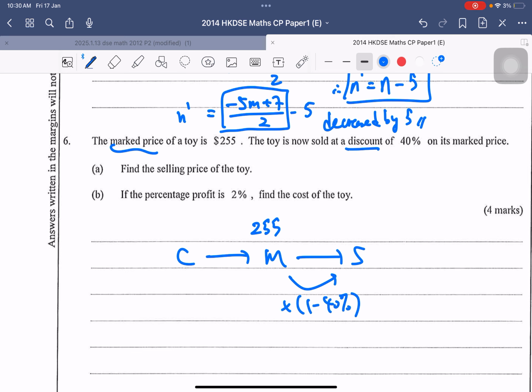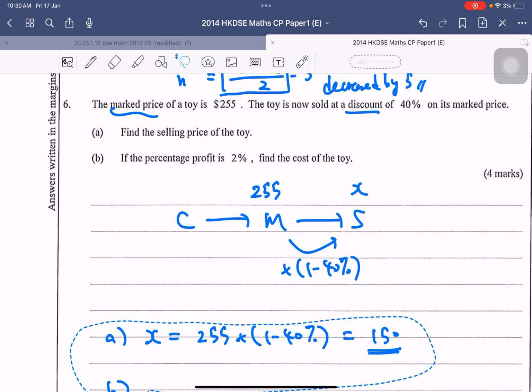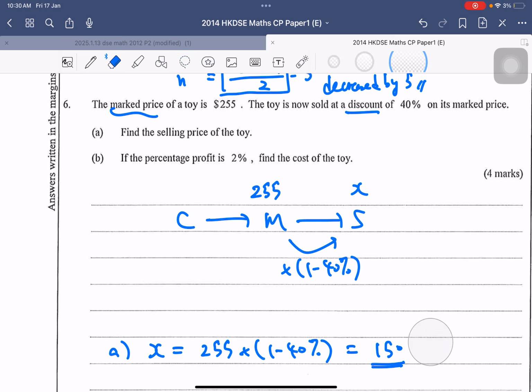Okay? So now you need to find out the selling price. So we have the selling price S is equal to 255. Follow the arrow, so it's times or divide. Times 1 minus 40%. So giving you the answer, which is equal to 153. And for part B, if the percentage profit... So isn't it 153? 153. So who said 150? Yeah, it's 153. Okay, my fault.